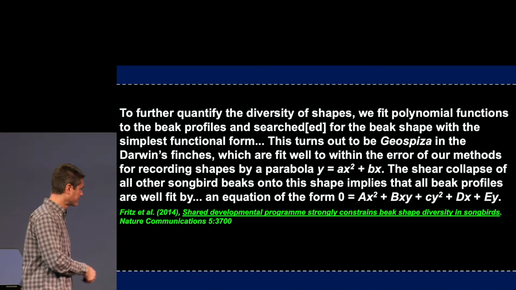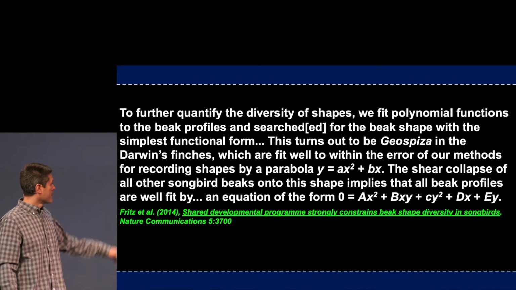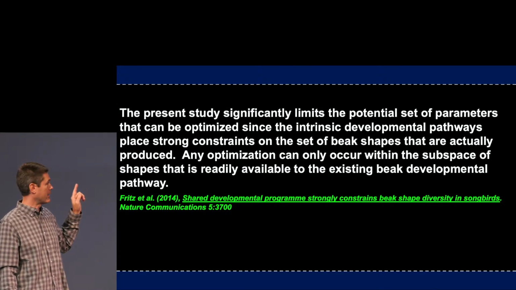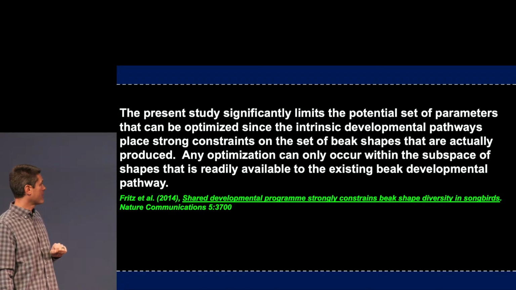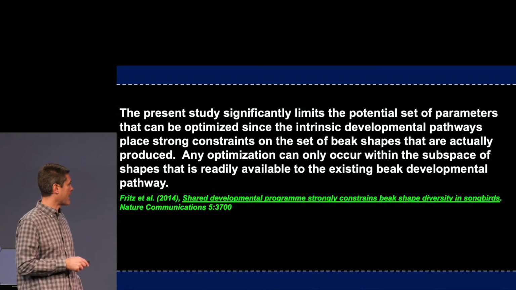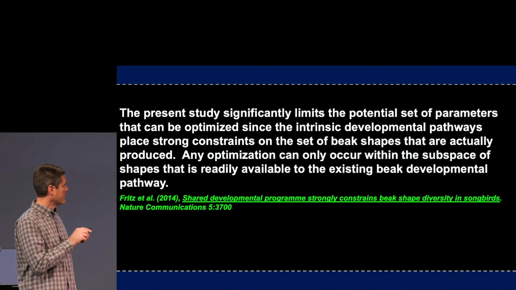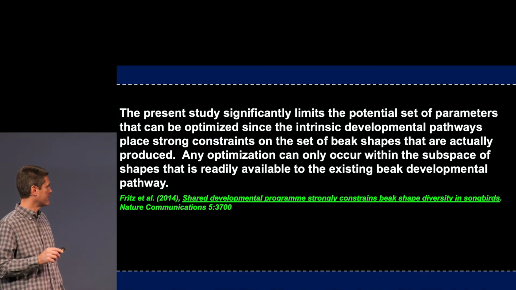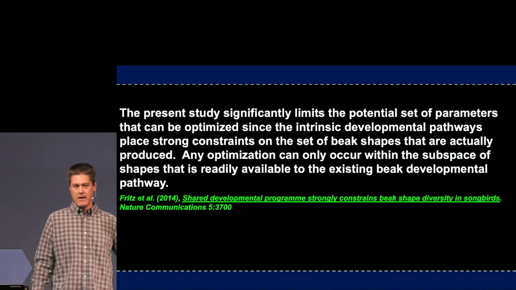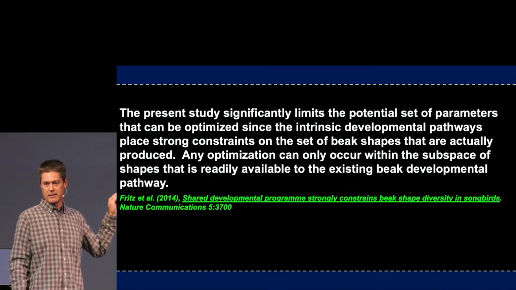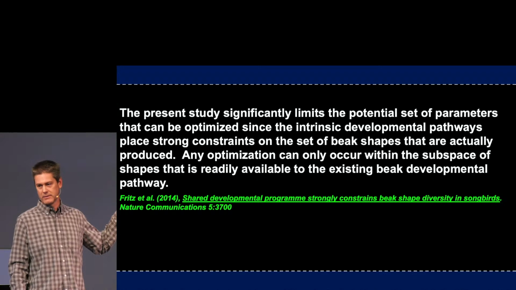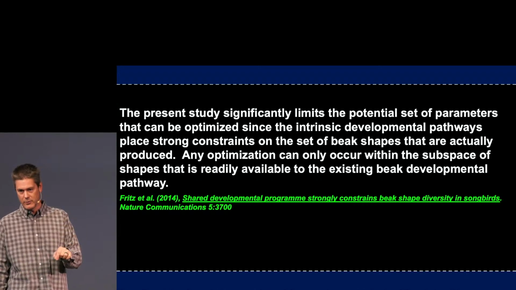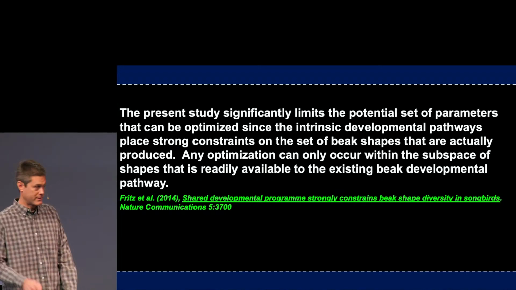That's really interesting. In addition to that, they go on to say, the present study significantly limits the potential set of parameters that can be optimized, since the intrinsic developmental pathways place strong constraints on the set of beak shapes that are actually produced. An optimization, or any optimization, can occur only within the subspace of shapes that is readily available to the existing beak developmental pathway. That's a lot of words to say that this happens in embryo, in development. The variation that occurs in these beaks occurs during development in embryo, and it's precisely controlled with mathematical precision.